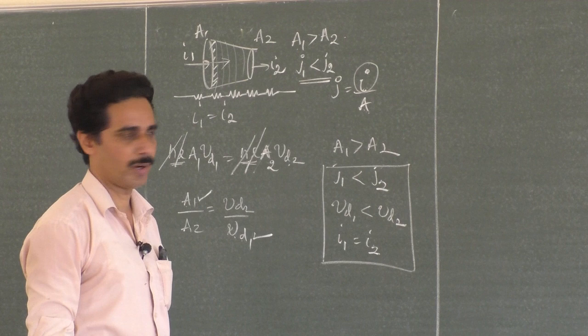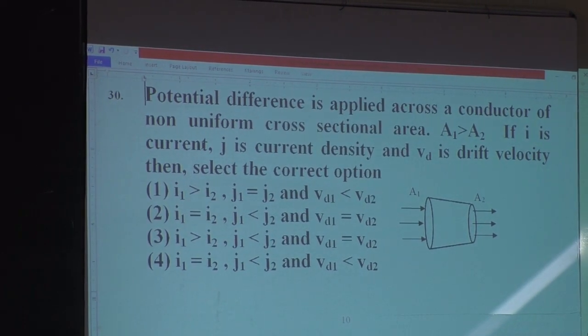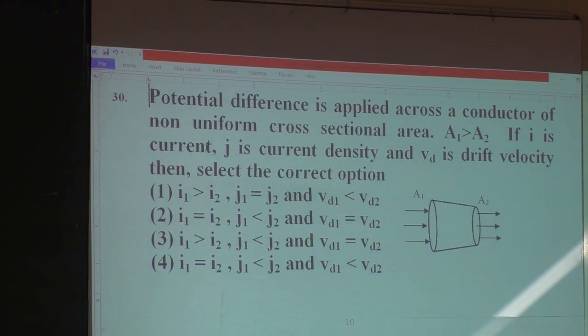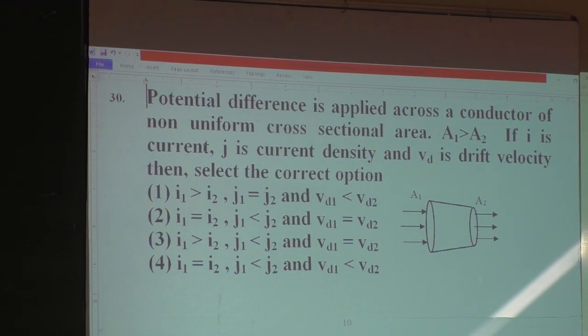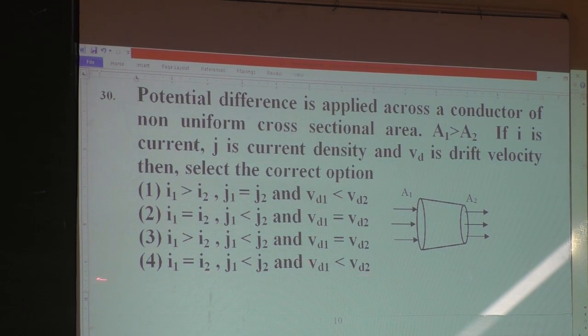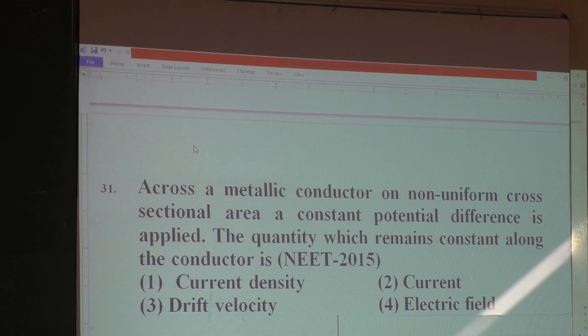We are going back to the problem now. So, which option will give you the answer? Is it the fourth option, right? Current same, and in the opposite way of area you should have current density and drift velocity. Is it the one? Fourth option, correct? Option number 4. Okay, shall we move on? So, very good problem. The only thing is you have to just think of what formulas you have.